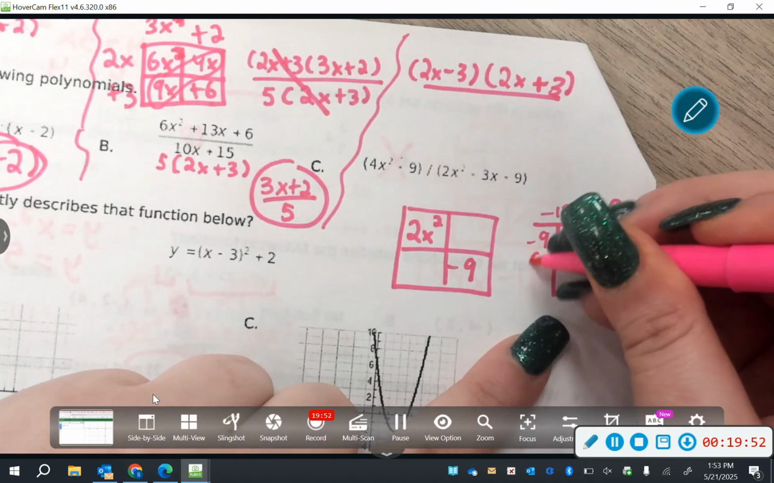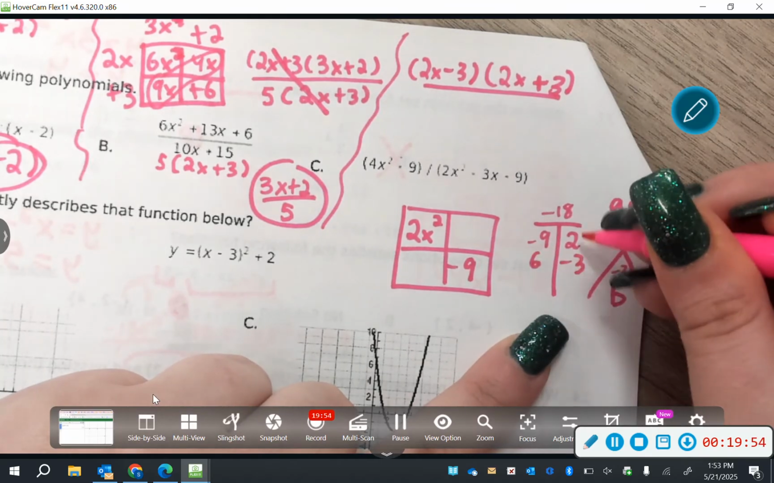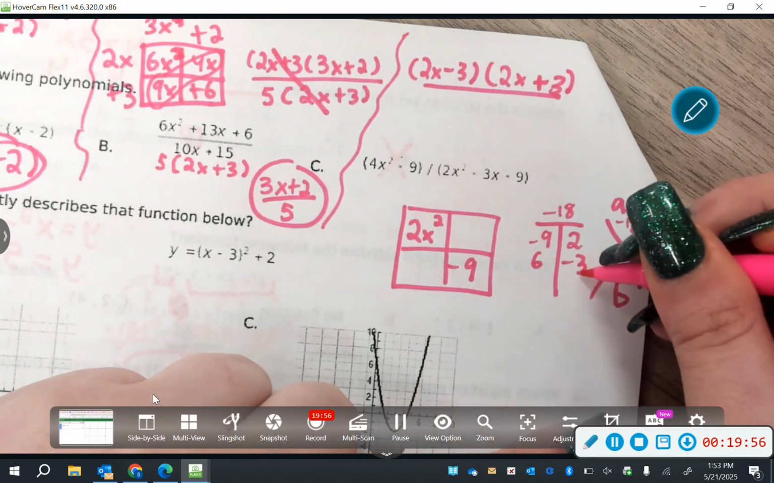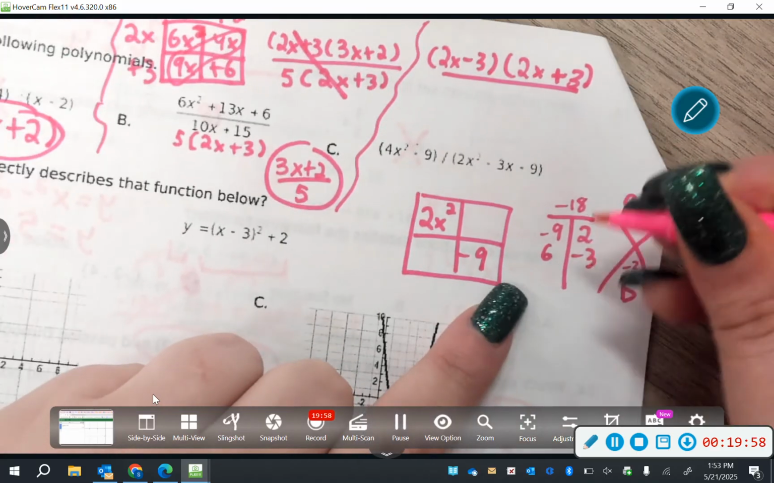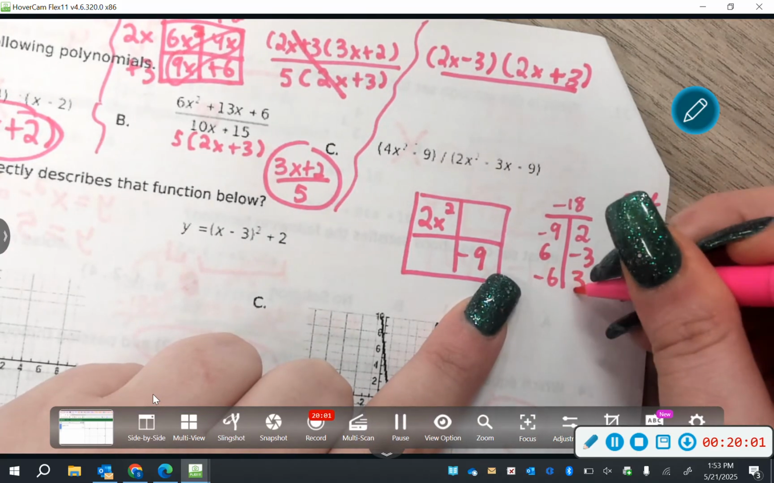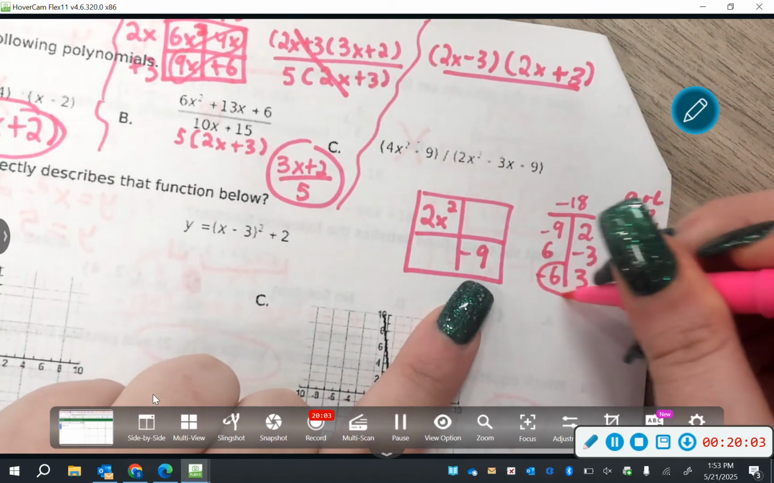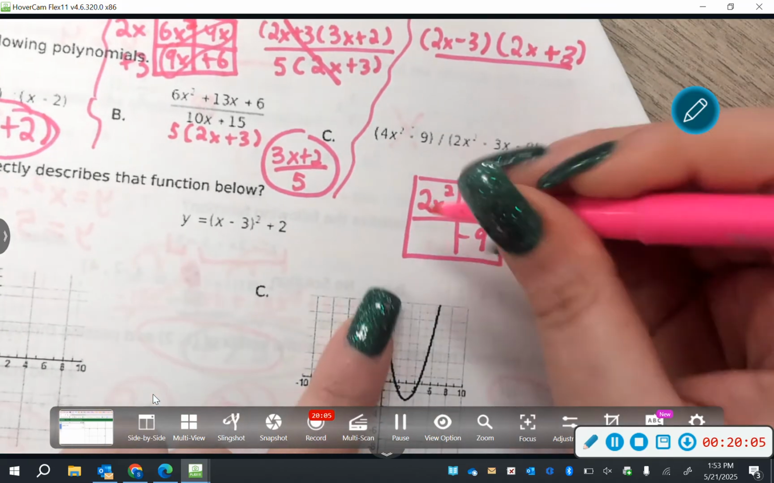We could do 6 and negative 3, because 6 times negative 3 is -18, but 6 plus negative 3 is not negative 3. We want negative 6 and positive 3. Those go in our boxes, doesn't matter which one.